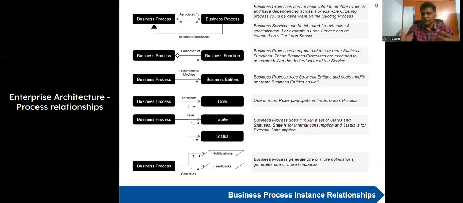One or more roles participate in the business process, and it could be an external role or an internal role. A business process, as we looked at, has state as well as status, and it generates notifications as well as feedbacks. A notification could happen within a function, or as soon as we complete the function, a notification or a feedback could go. If somebody initiates or performs a function, there could be a feedback going to the person performing that function.